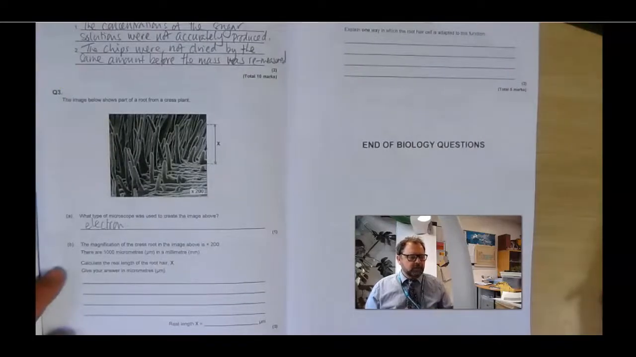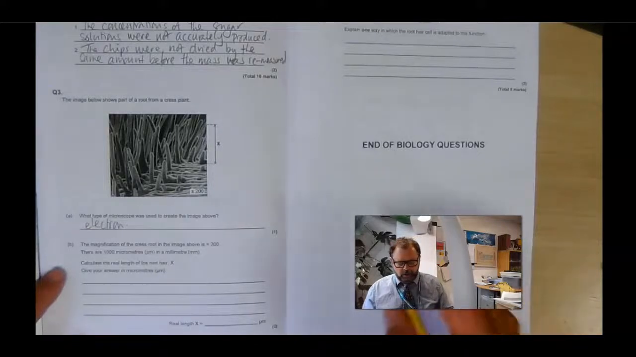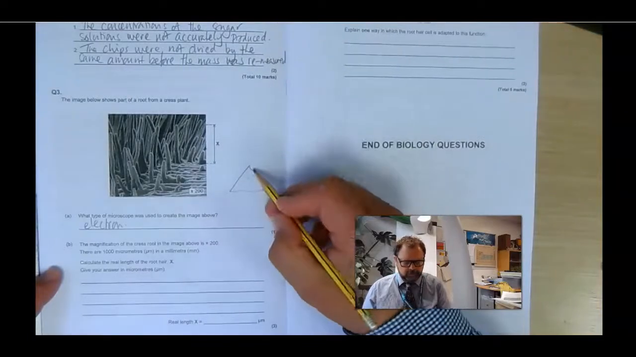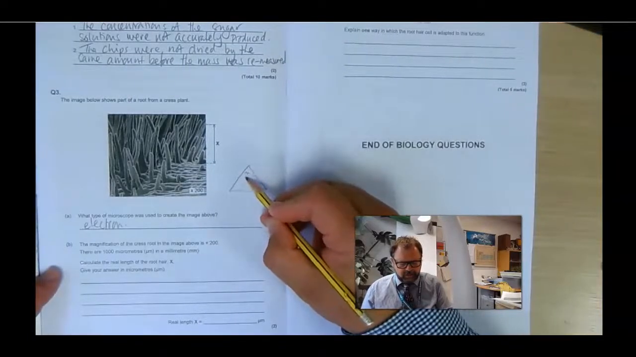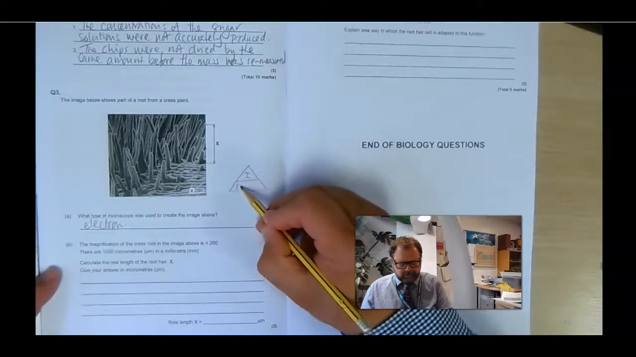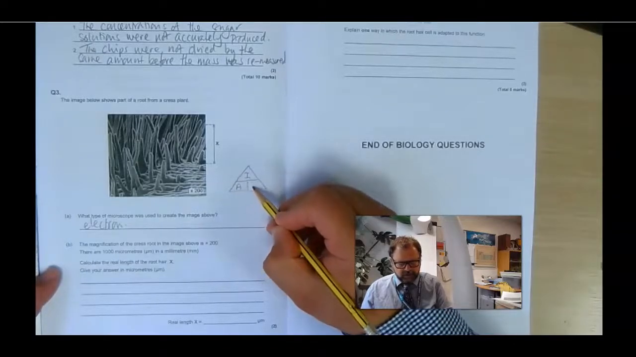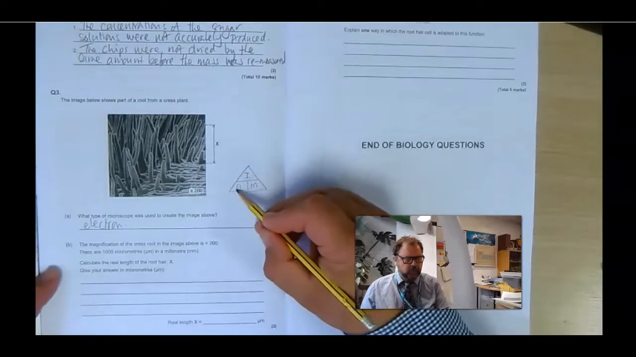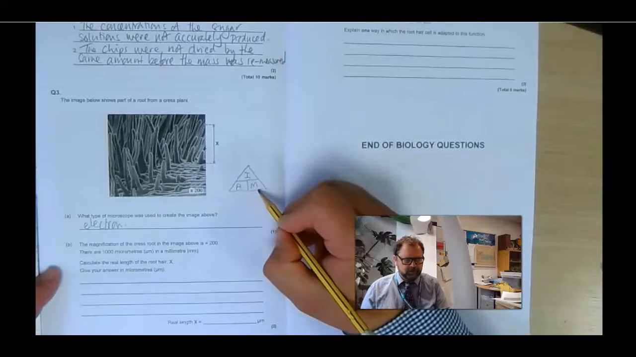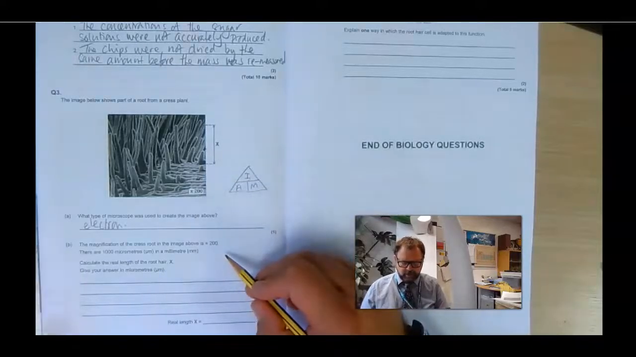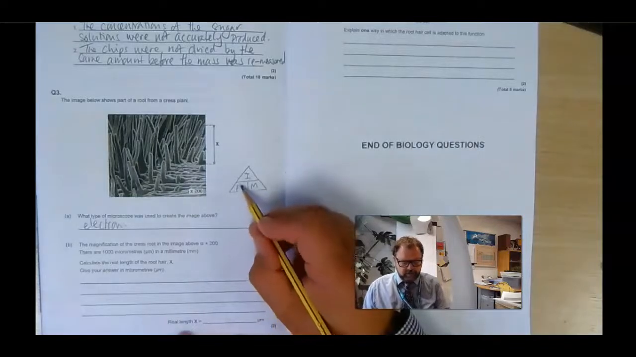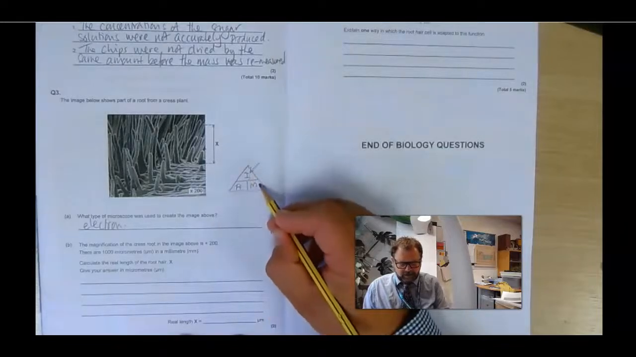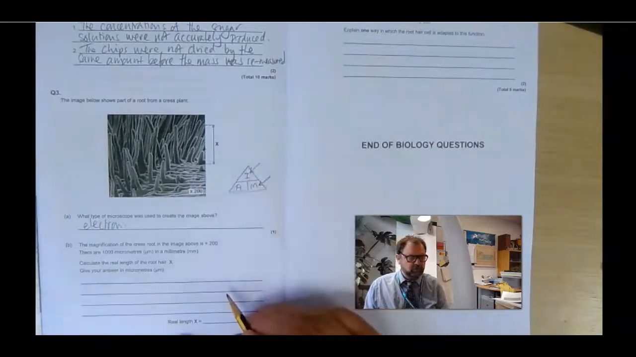Okay, so this question is about a magnification calculation. I'd be thinking to myself, I'm going to need my equation for microscopes here, and remembering that the image size is related to the actual or the real size and the magnification. The question is asking us to work out the real length of the root hair, so that's this. And so I need to know the image size and the magnification to work this out.